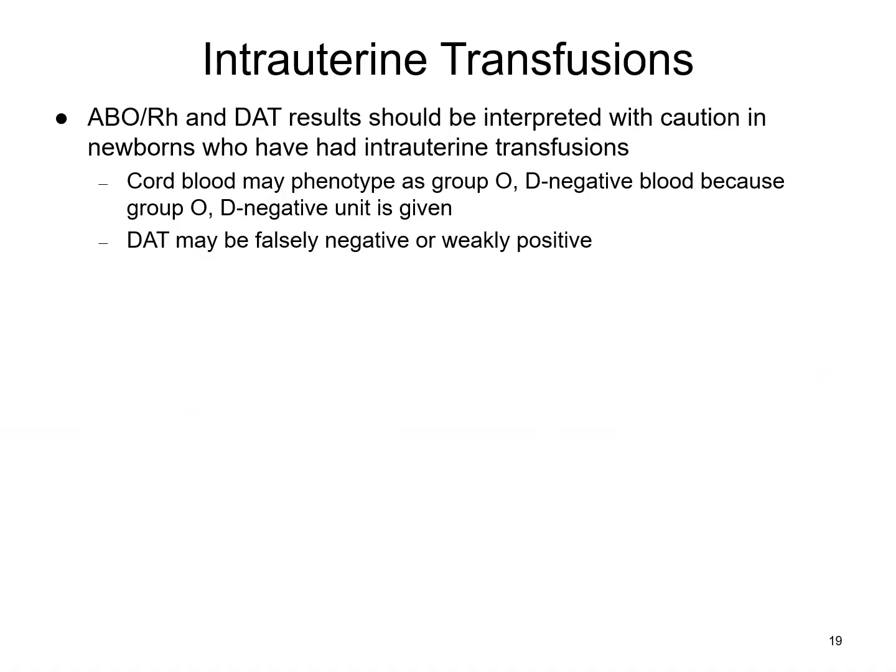So your ABO, Rh, and your DAT results need to be interpreted with caution when you have a newborn, because you need to know the history. If there was any sort of intrauterine transfusion that took place during that gestation period, then you can have some discrepant results. Let's just say, for example, the mom was Rh negative and baby's Rh positive and that anti-D was affecting that infant, then that transfusion would have taken place with Rh negative cells, so that can cause some discrepant results.